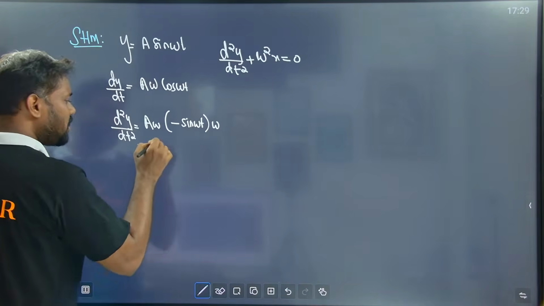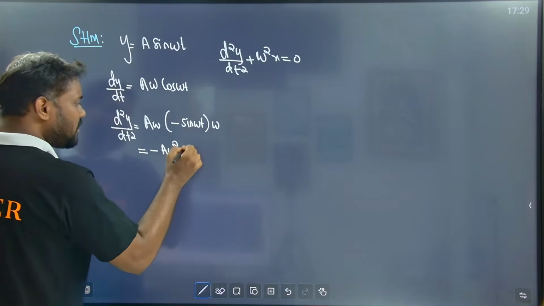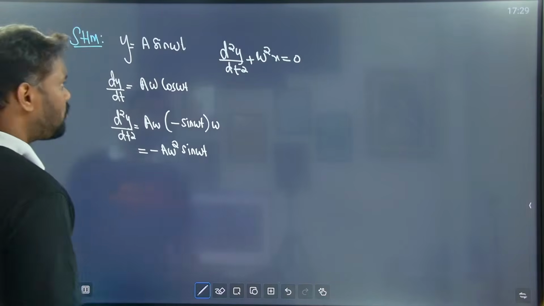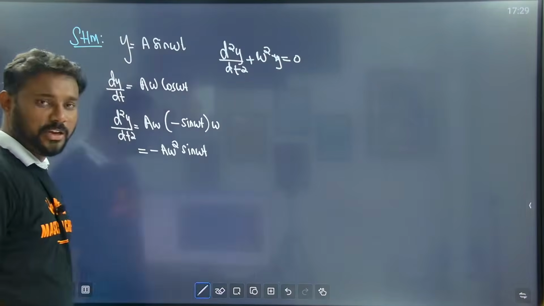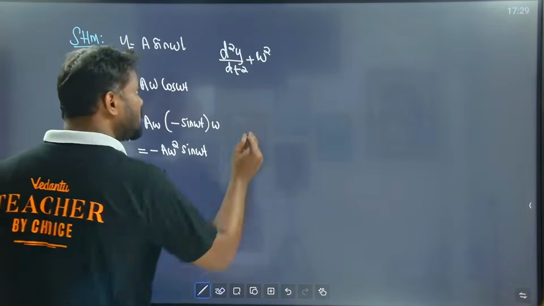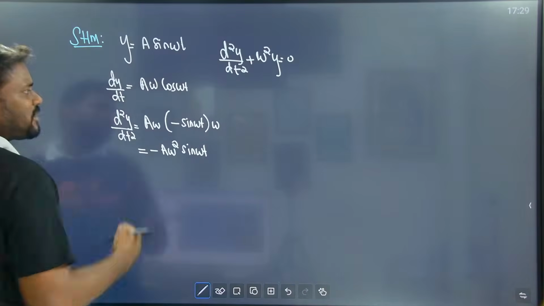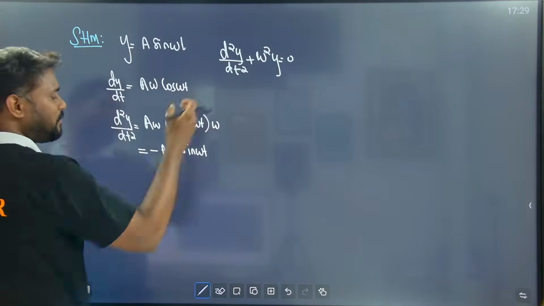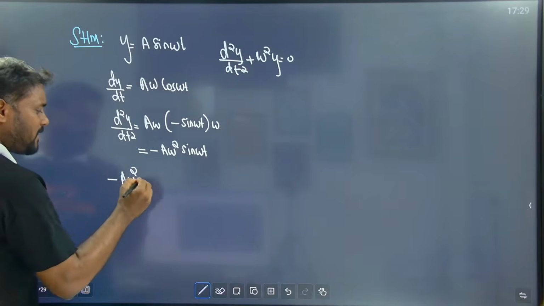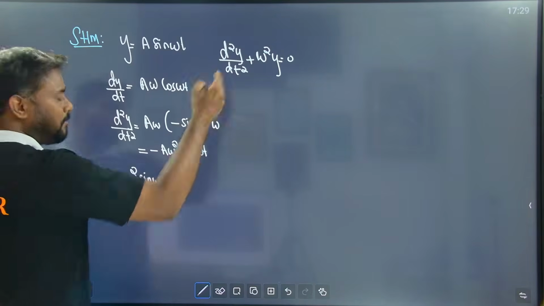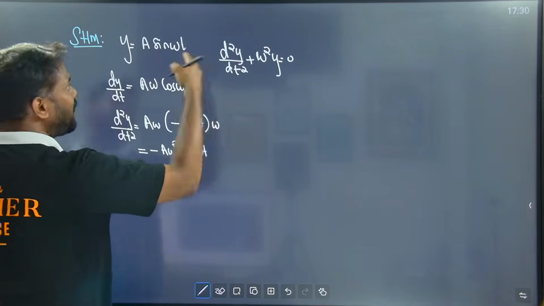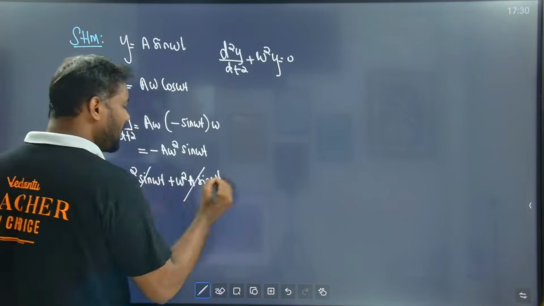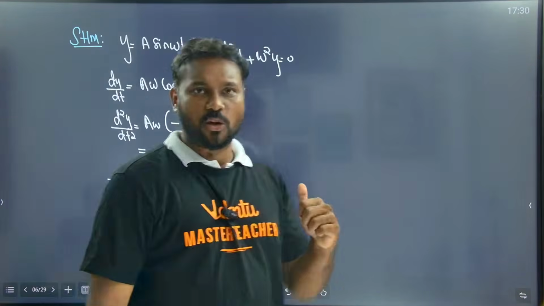So what will you get? Minus a omega square sine omega t, right? This must be known clearly. This is the displacement. So this is y, because everything is displacement, and y is the variable. Now if we substitute in the equation, d square y by dt square is minus a omega square sine omega t, then plus omega square times the value of y, which is a sine omega t. So this is negative, this is positive, they cancel and it is equal to 0. Yes, it obeys the simple harmonic motion equation.